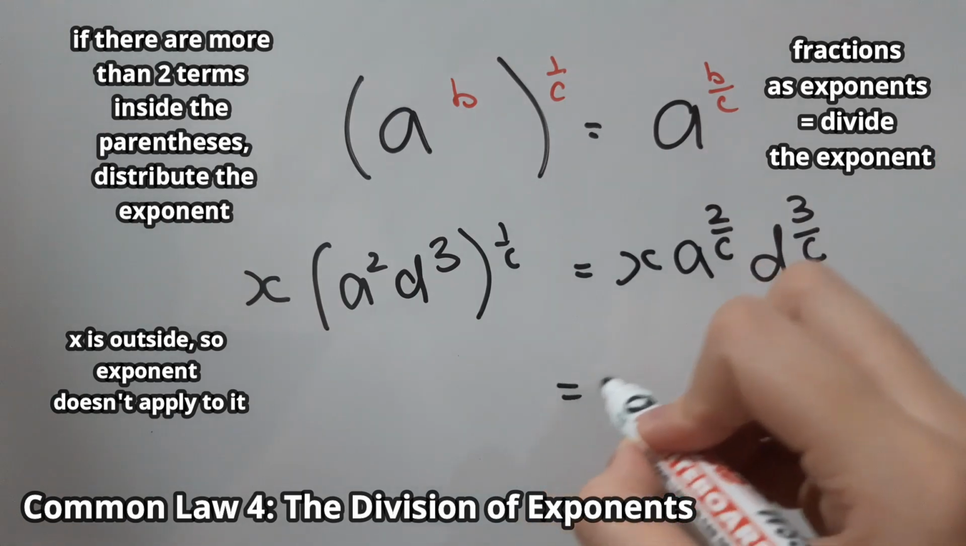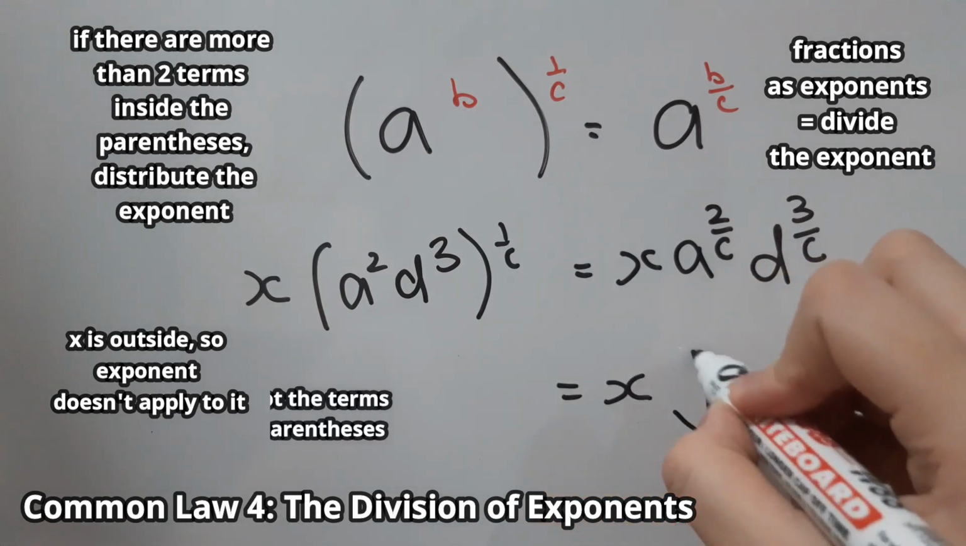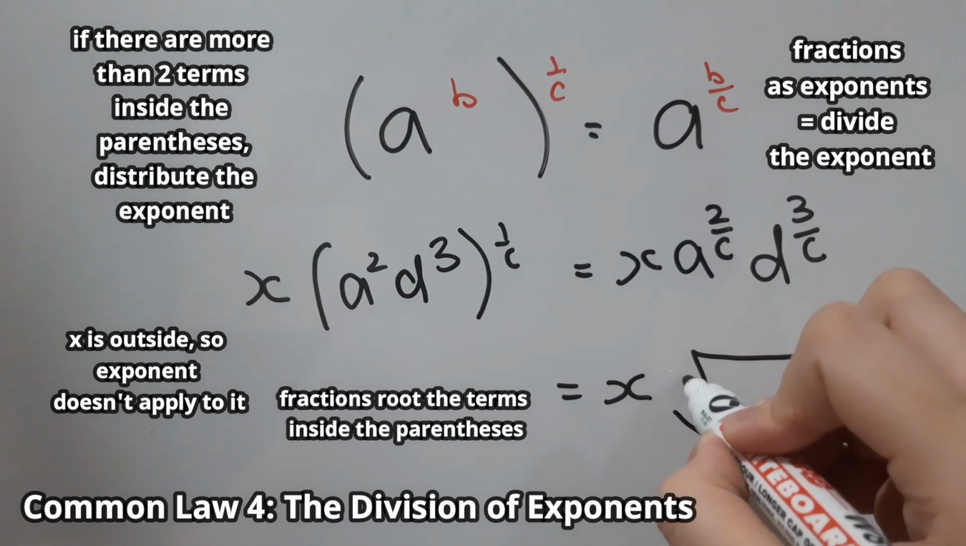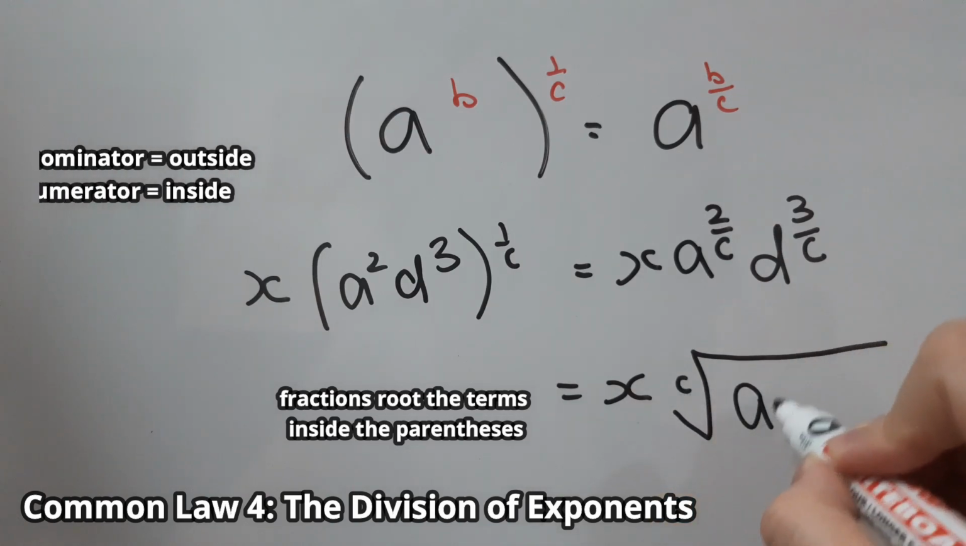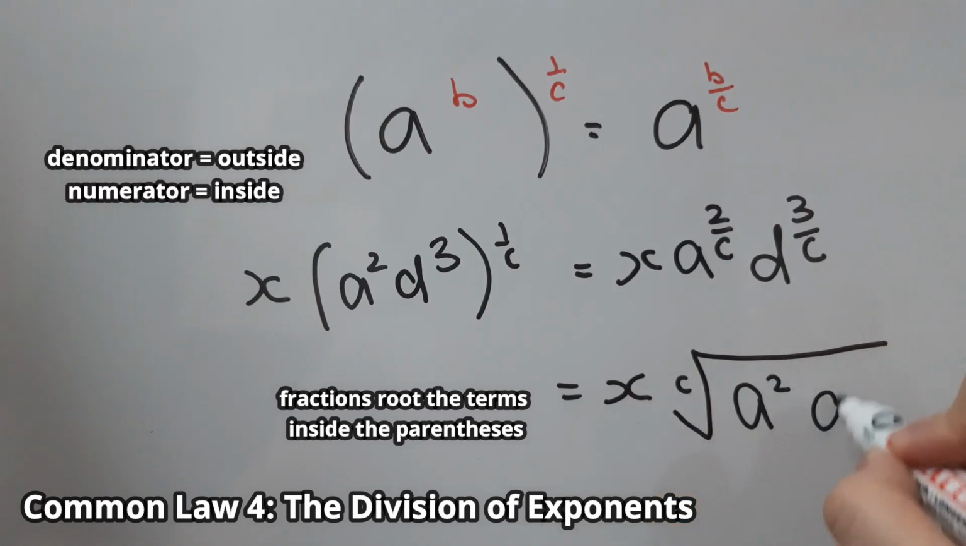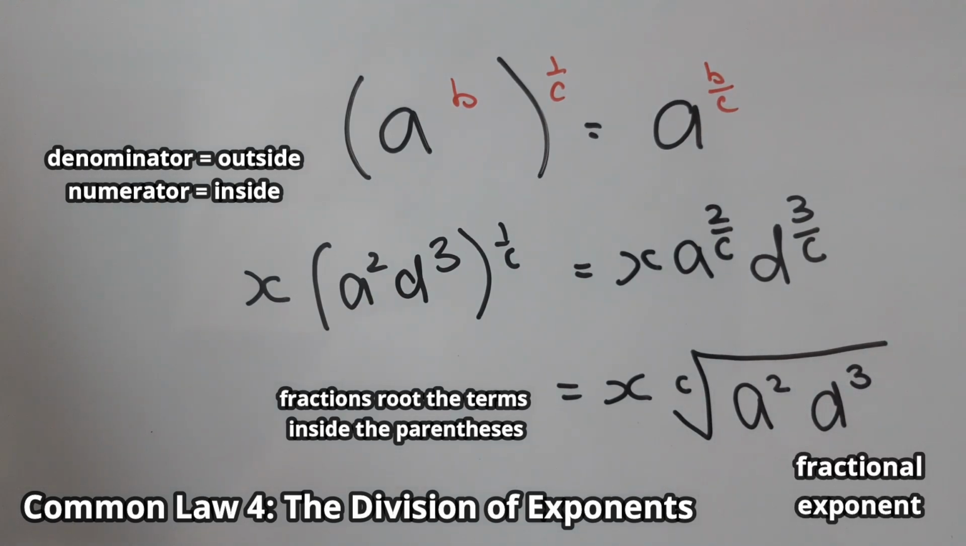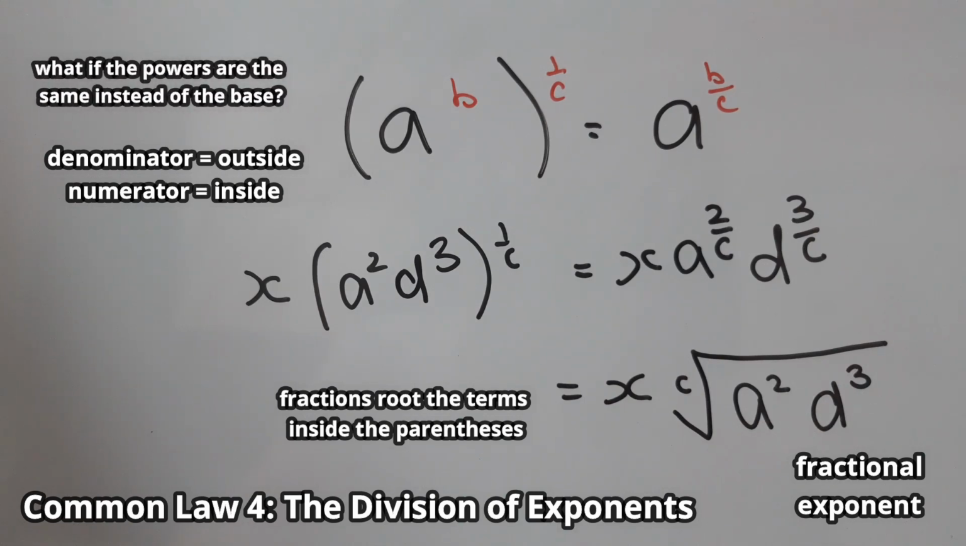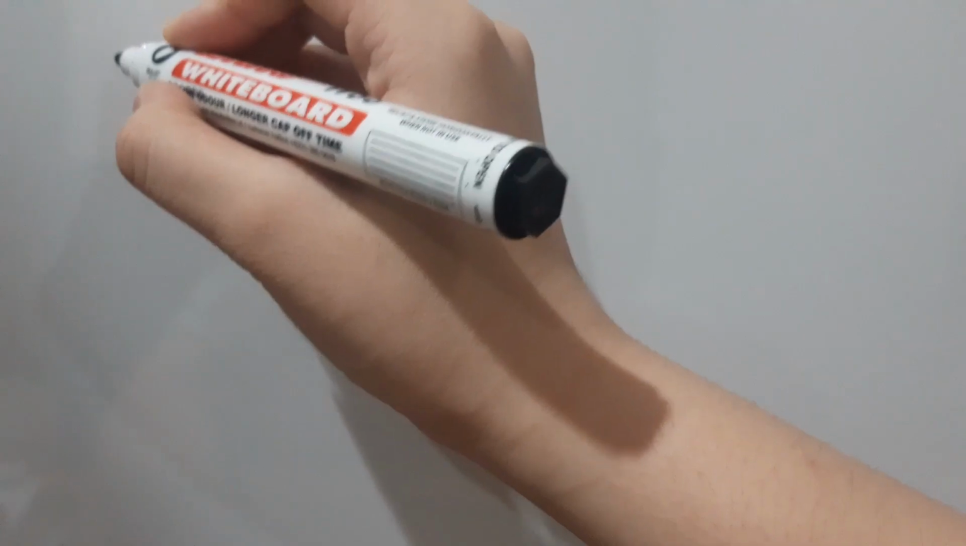Division of powers also means to root the expressions that are affected. The denominator becomes the root factor outside the root sign, and the numerator becomes the power placed inside of the root sign. We call this a fractional exponent. There are less common laws that apply when instead of the base being the same, the exponents are the same. We're going to discuss this next.